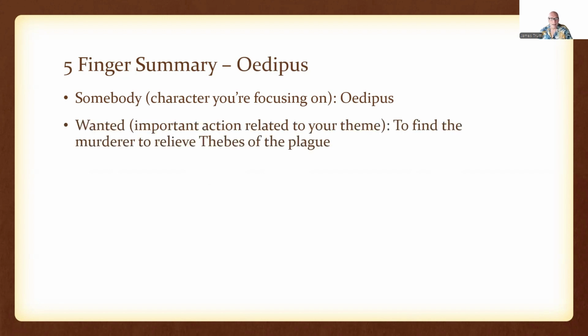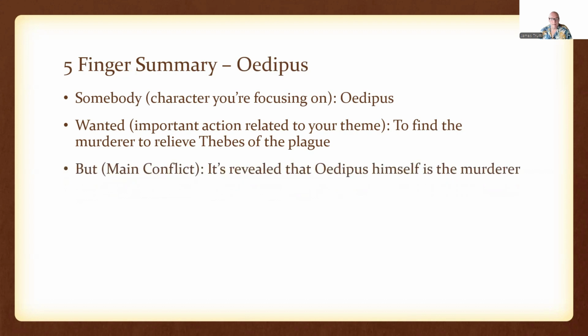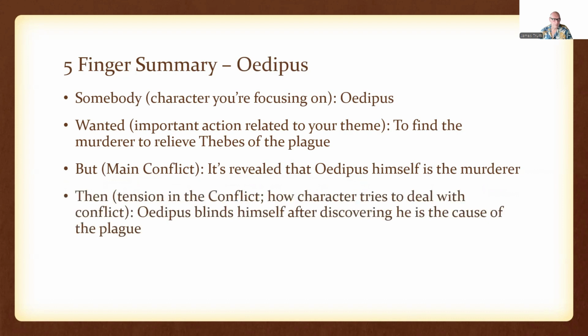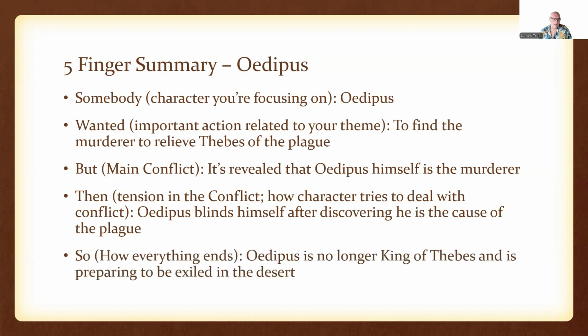Wanted. So Oedipus wanted to find the murderer to relieve Thebes of the plague, but it's revealed that Oedipus himself is the murderer. Then Oedipus blinds himself after discovering he is the cause of the plague. And then Oedipus is no longer king of Thebes and is preparing to be exiled in the desert.